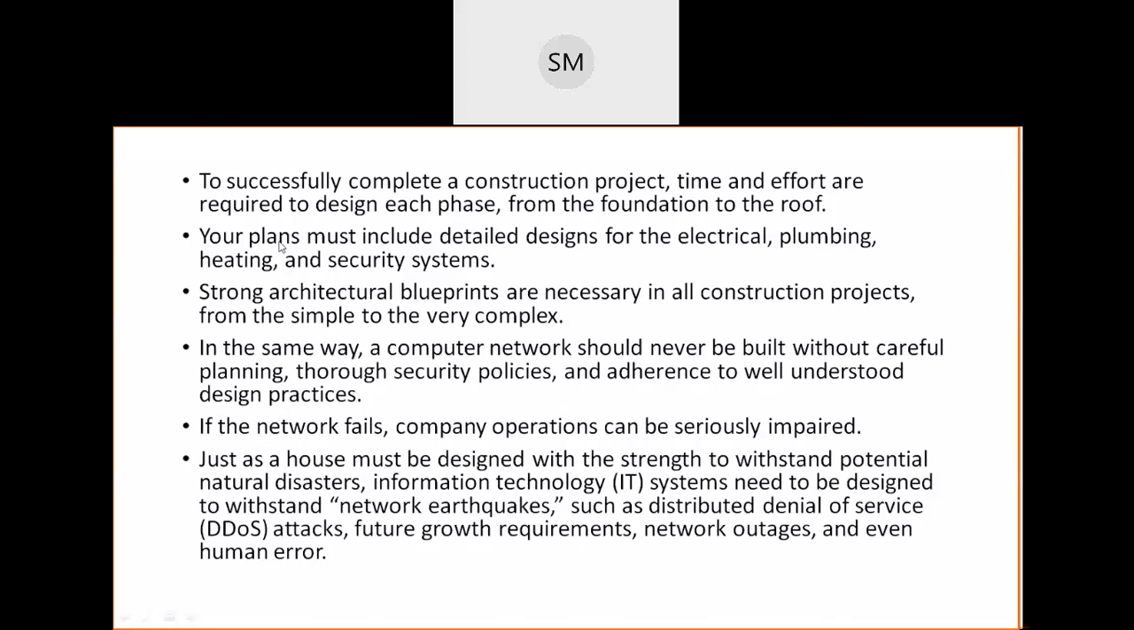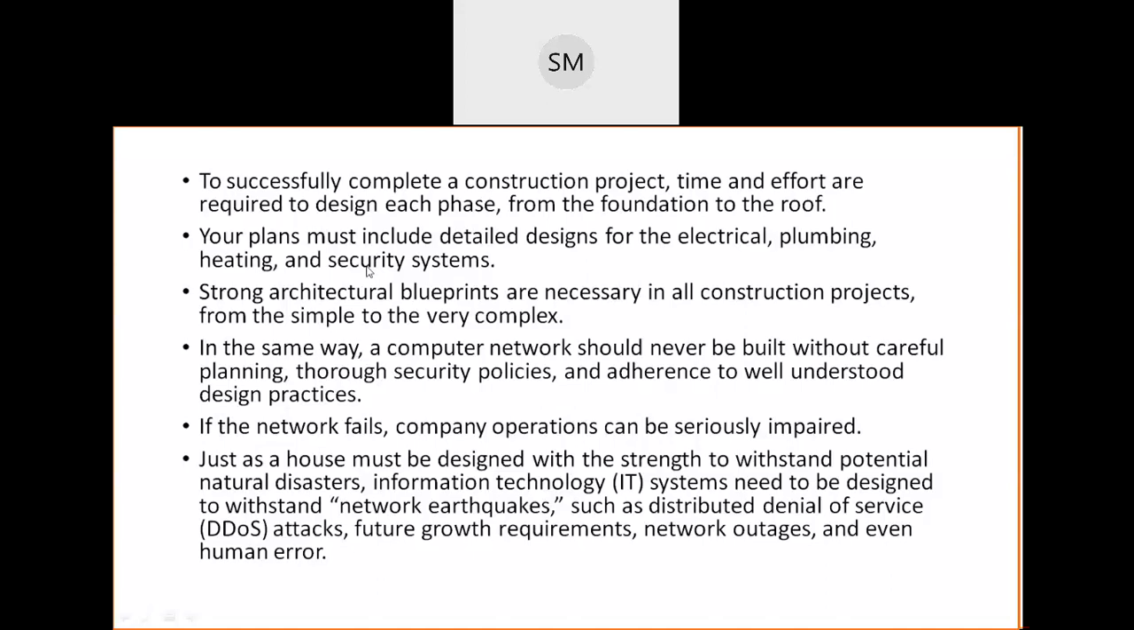That architect will design the blueprint. Your plans must include the detailed design for the electrical work, where all the wiring should be in your walls or rooms, where all the electric points should be, and plumbing planning, heating planning and security systems. All these details should be present in your plan. It should not be incomplete; it should be complete.